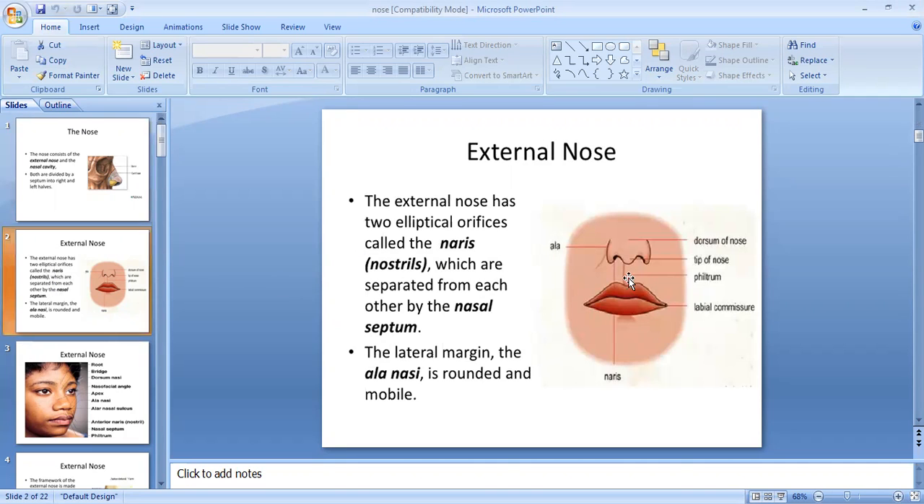External nose, the features of the external nose you can see: this is the dorsum of the nose, and on each side of the dorsum of the nose, this is known as the ala of the nose. This is the tip of the nose. The area between the nose and the upper lip, you can see this one, this is known as the philtrum of the nose, and this is the nares, or the entrance into the nasal cavity.